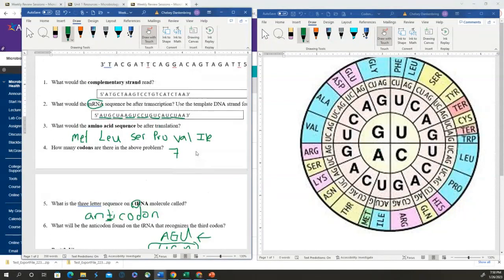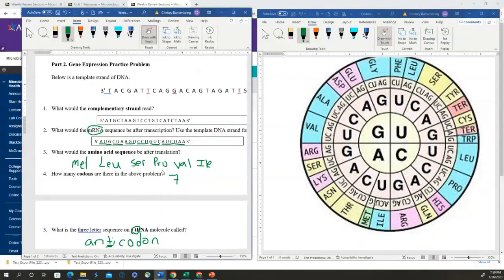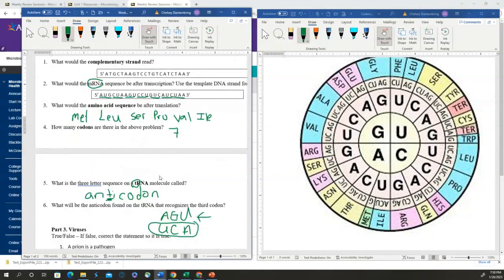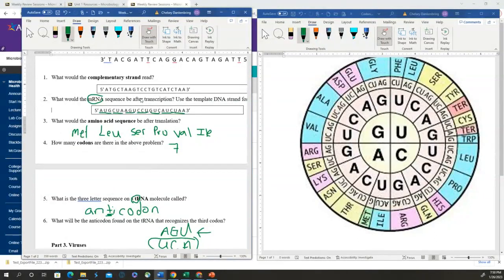All right, any questions about part two? I had a question about number four. So you said you'll have six proteins, but there's seven codons, correct? Yes, so you have seven amino acids. I'm sorry. Let me start over again. We have seven codons. We'll have six amino acids.